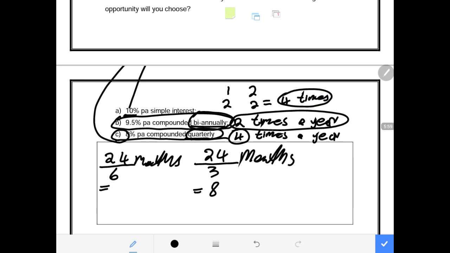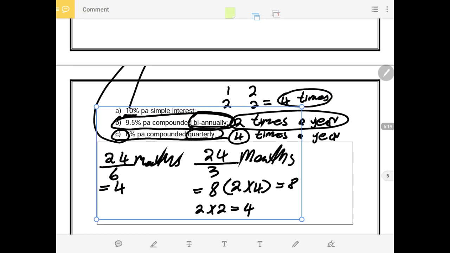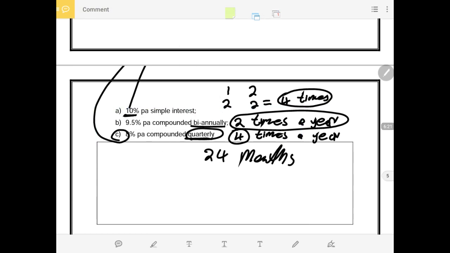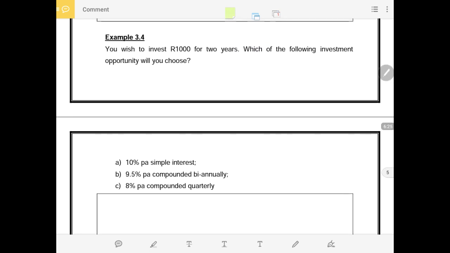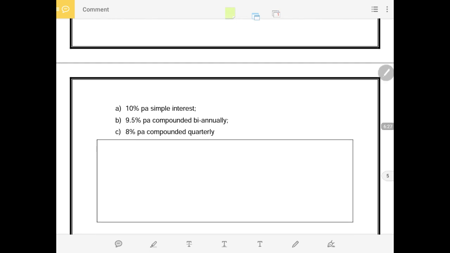Therefore this will give us 4 compounds over the period of 24 months, which is the same as 2 years times 2 compounds a year. That is still giving us 4. And the same applies here: 2 years times 4 compounds, quarters in a year, gives us 8. So I want you to master this conversion, both from the number of months and also from the number of years that can be provided to you.